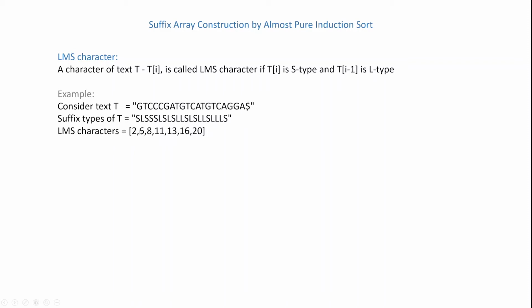Why are we concerned about these LMS characters? For example, let's take a string called ABCD. What will be the suffix array of this string? It will be 0, 1, 2, 3. So it's straightforward to calculate suffix arrays of such type. Say the string is DCBA. The suffix array will be 3, 2, 1, 0. So as long as our string is monotonically increasing or monotonically decreasing, we can calculate the suffix array very easily.